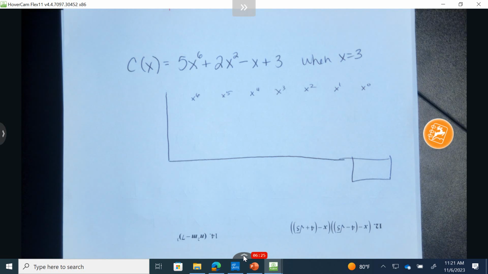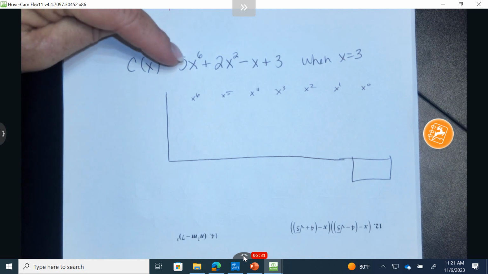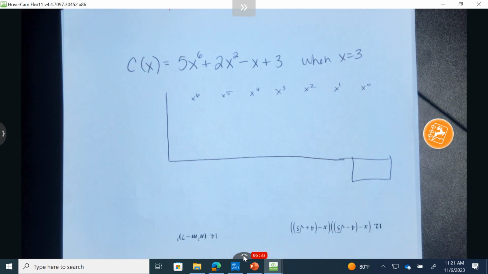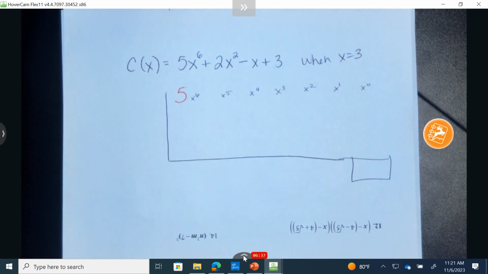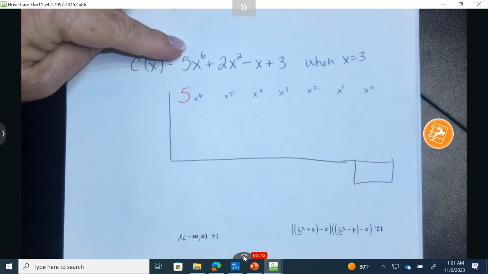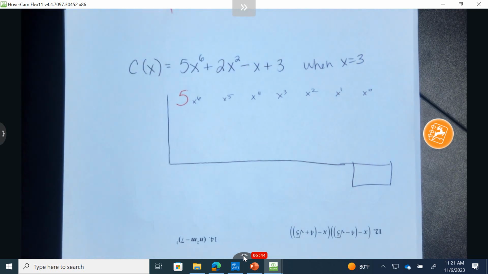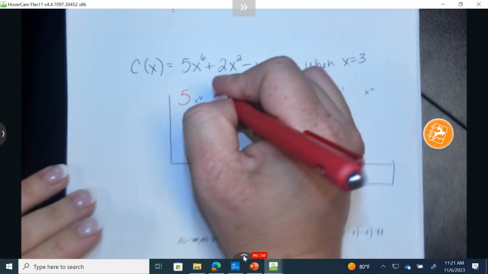Now this problem is a little more confusing than the first two that we did. What number is associated with x to the 6th? 5. What number is associated with x to the 5th? There is no x to the 5th. So if it's not there, what number do you associate with nothing? If you have nothing, what number do you have? You have 0, right? 0.